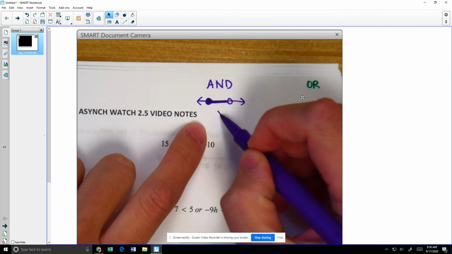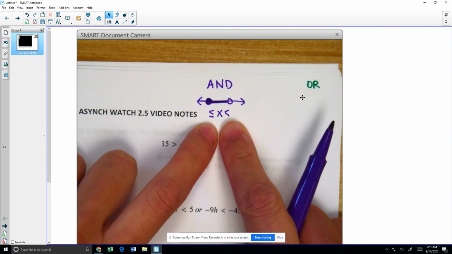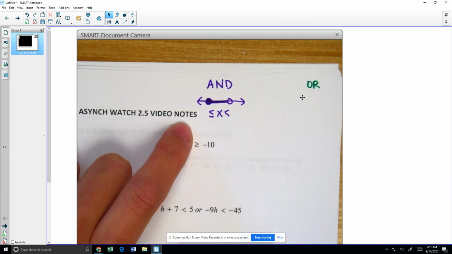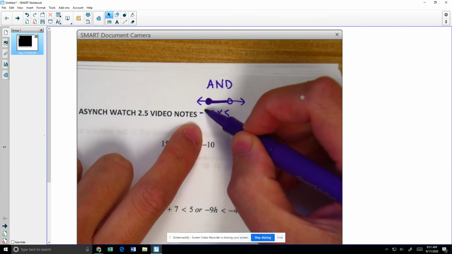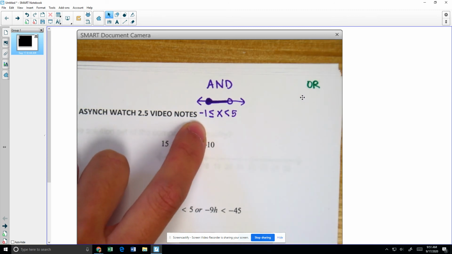And how you write them is you always have X in the center. Your alligators always eat to the right. No matter what, they're going to always eat to the right. So you don't even need to worry about which direction they're facing because they always eat to the right. And then your smallest number is always on the left. Your biggest number is always on the right. And I just made up random numbers, okay?